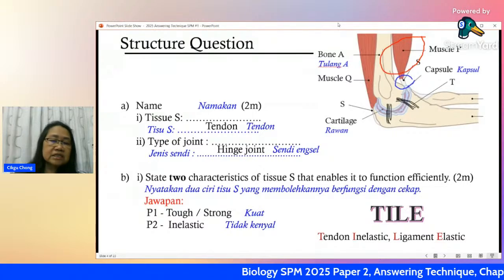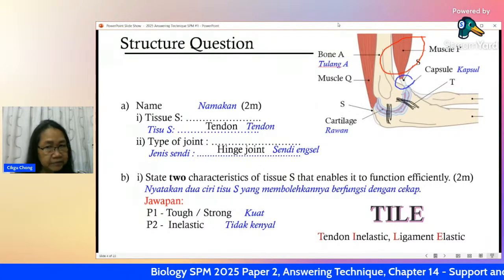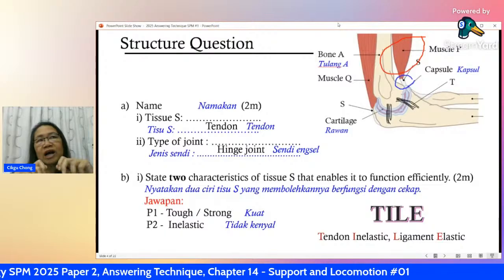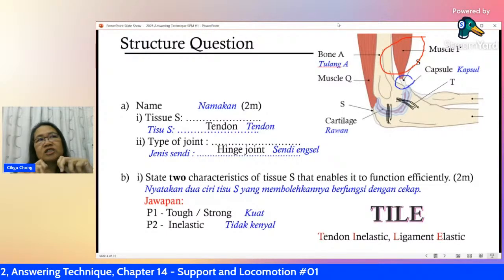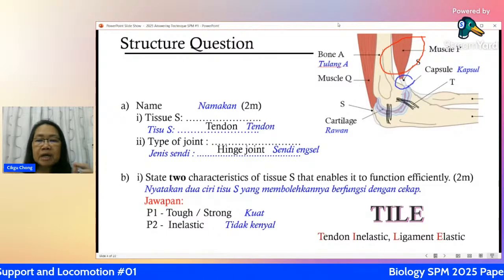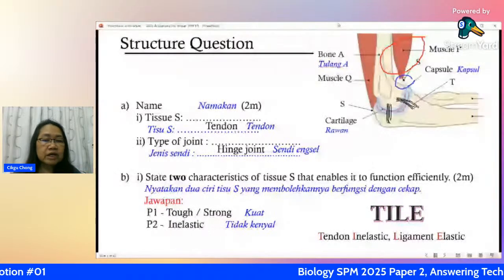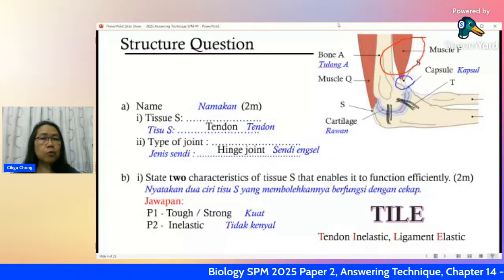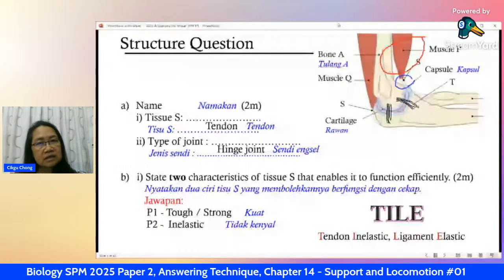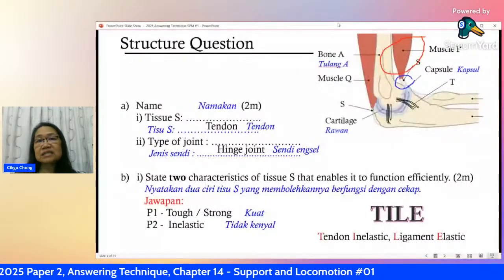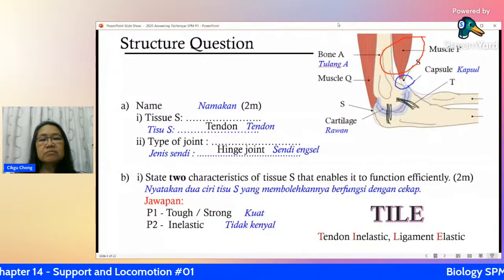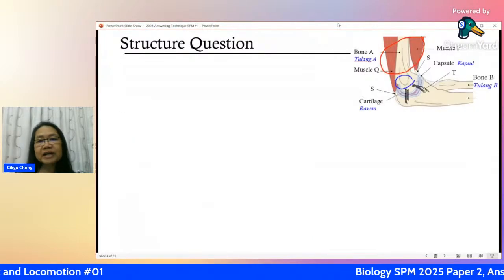That means your tendon is always inelastic. When you pull it, you can't stretch your tendon. Your tendon cannot become longer and it will not become shorter. But a ligament you can stretch. When you pull it, it becomes a little bit longer. When you let go, it goes back to normal length. That is ligament and that is elastic. So remember TILE: tendon is inelastic, ligament is elastic. Simple.